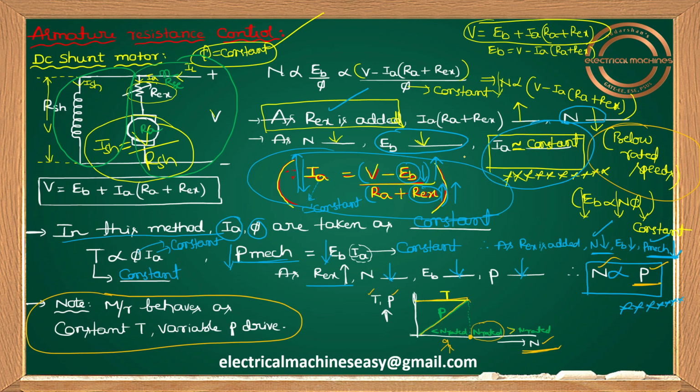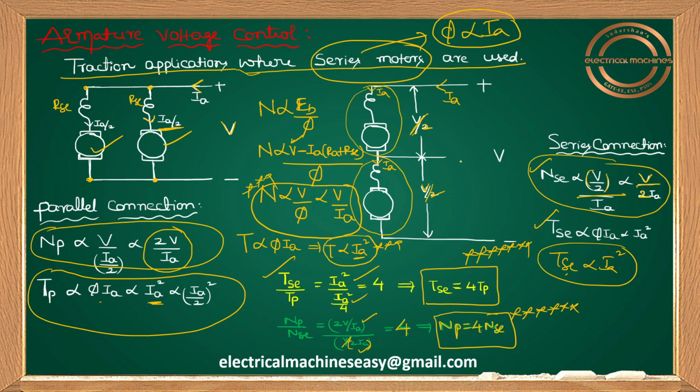In series and parallel connection of field winding, I have only one series motor, and that field winding I just made into two sections. Initially I connected those two sections in series, then in parallel. But it's not like that in the armature voltage control method. There I have two series motors, connected in parallel initially, then connected in series. So there is a lot of difference. Don't confuse: in armature voltage control, TSC by TP is 4 and NP by NSC is 4; in series and parallel connection of field winding, which comes under the field or flux control method, TSC by TP is 2 and NP by NSC is 2.